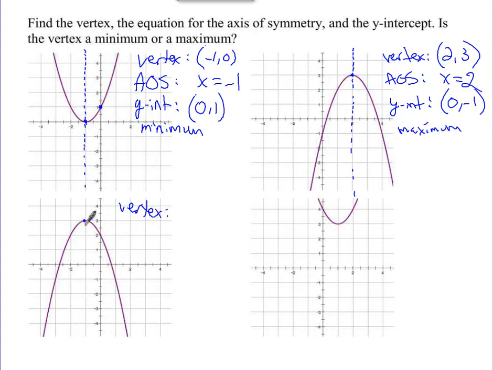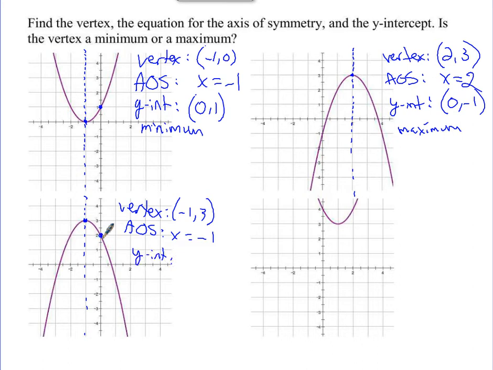Yeah, it's right there. That's not positive 1, though. That's negative 1, comma 3. And now the axis of symmetry, x equals negative 1. That's a negative 1, right? That's going through negative 1 on the x-axis. Okay. These two numbers right here will be the same. The x-coordinate of the vertex and the number that you write for your equation for the axis of symmetry will be the same.